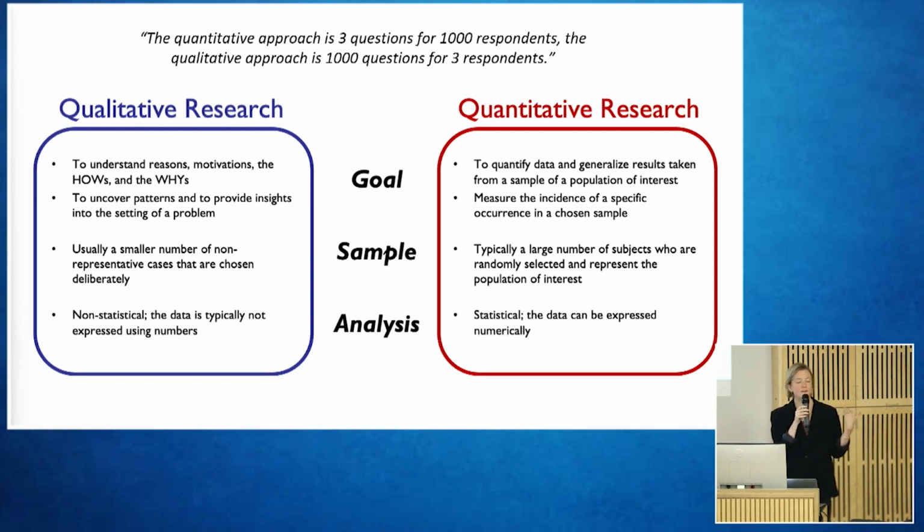It is able to uncover patterns and to provide insights into the setting of a problem. It's usually, in terms of samples, smaller and non-representative. So a quantitative survey number can be 1, it can be 3. It's not meant to be representative, it's meant to provide context. And the analysis is non-statistical, although there is rigor and systems involved. It's non-statistical and it's not usually expressed using numbers.